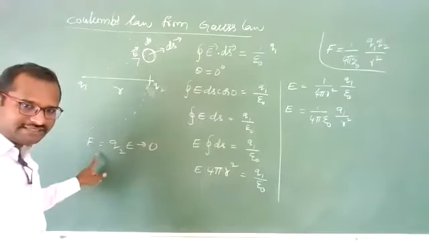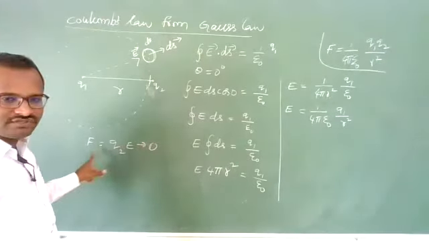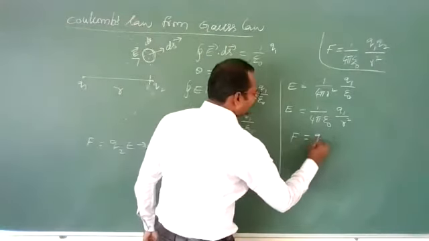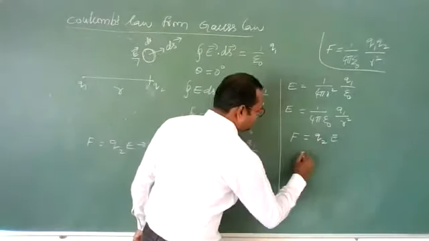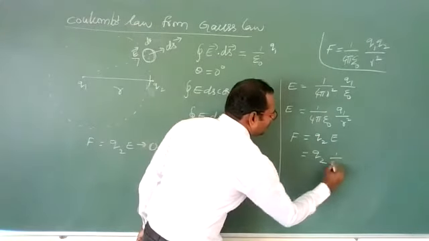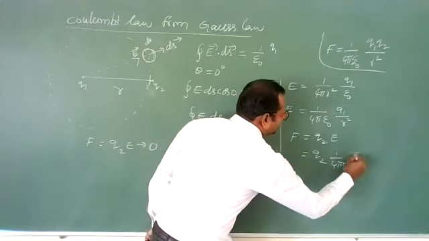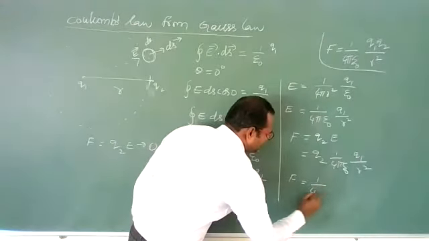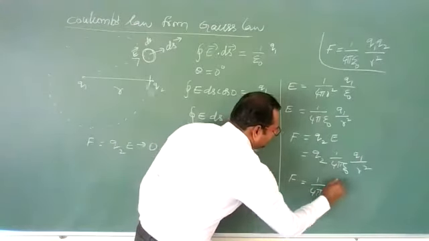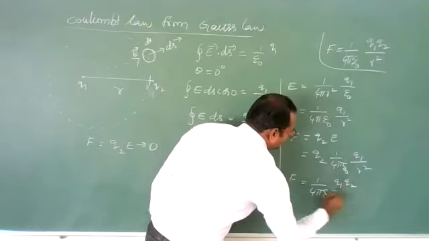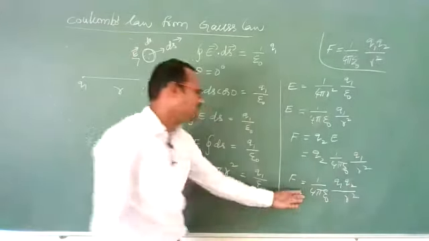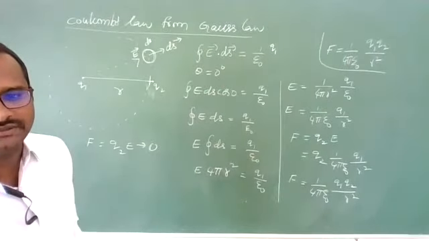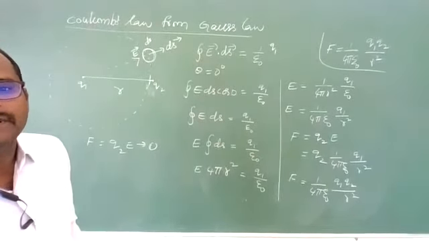Now how much force will act? Substitute this E value in equation 1. You will get force acting on the charged particle, F is equal to q2 into E. Yes, q2 into E value, 1 by 4 pi epsilon naught q1 by r square. Now this we can write as 1 by 4 pi epsilon naught q1 q2 by r square. Yes, this is the Coulomb's law. Force acting on two charged particles.